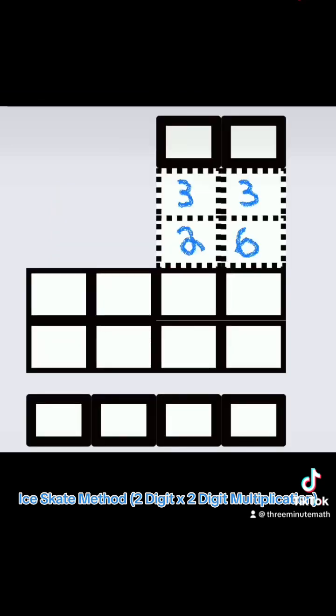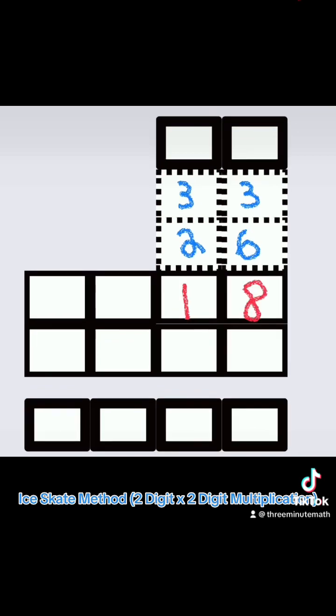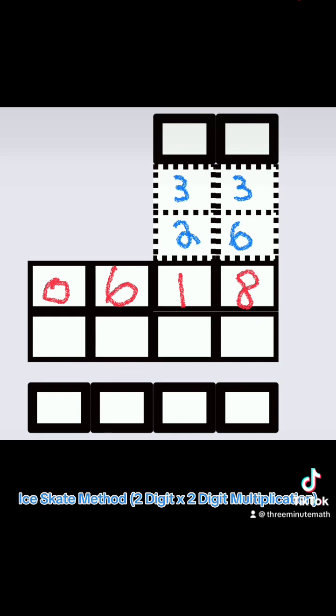First, I'm going to write my two factors, 33 and 26. So the first thing he does in the video, and first thing I'm going to do, is multiply the ones place. So 3 times 6 equals 18. Now we do the tens place. 3 times 2 equals 6. For this method, I'm going to get in the habit of putting 0 in front of my single digit products. You'll see why as I go through some more examples.